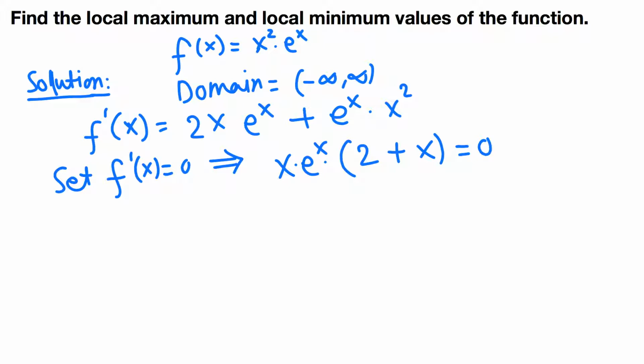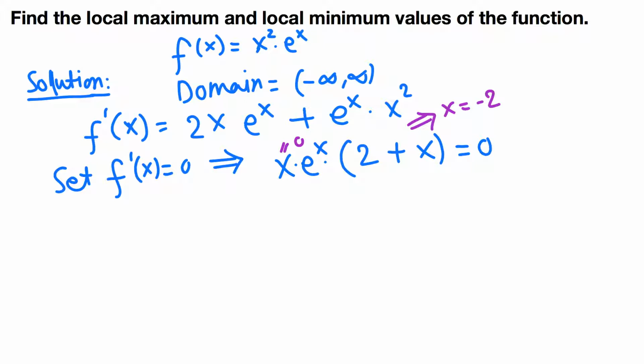So either x equals 0 or 2 plus x equals 0. From 2 plus x equals 0, we get x equals negative 2, right? Because 2 plus negative 2 is 0. And from the other factor, x equals 0. The exponential is never 0. So the critical numbers are 0 and negative 2. Okay, so the local maximum and local minimum values can exist at 0 and negative 2.